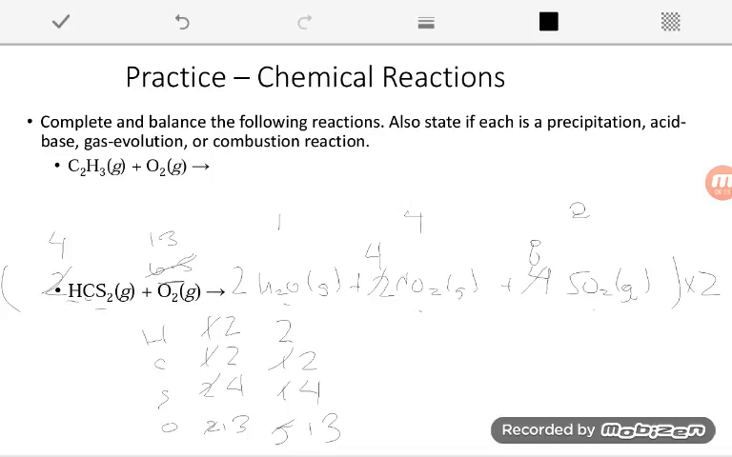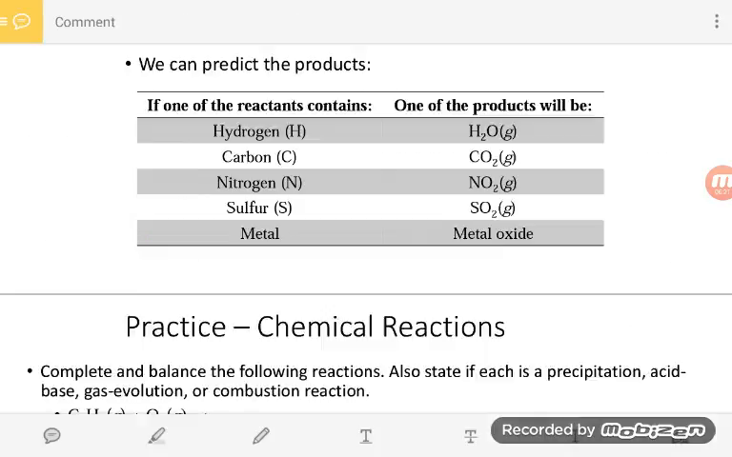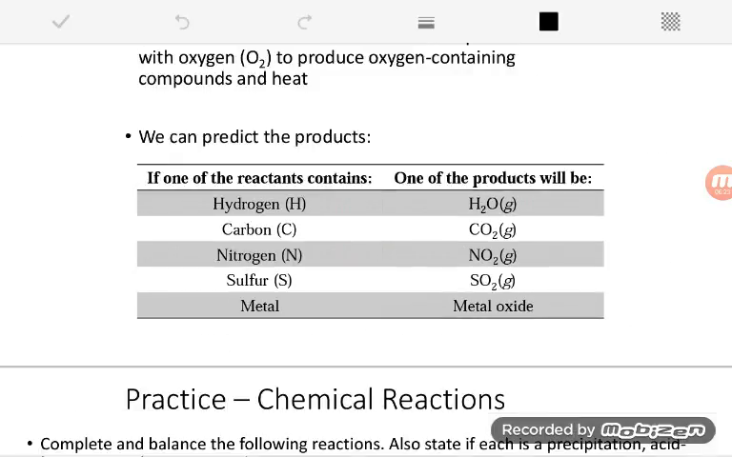So if you have to use a fraction, no problem. Just multiply by 2 to get rid of it at the end. Predicting the products, though, really, really easy. Just think about how it would combine with oxygen. However many reactant atoms you have, just think about how they react with oxygen, and that tells you what your products are. And then you just got to balance.